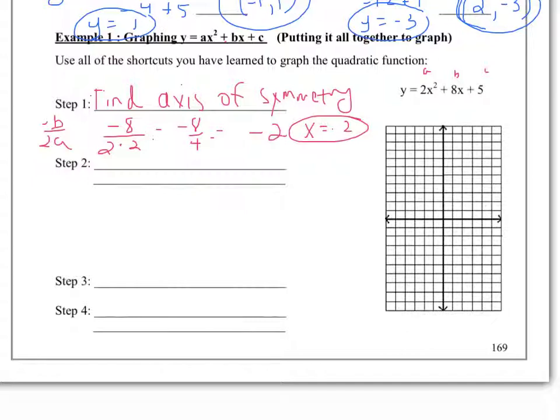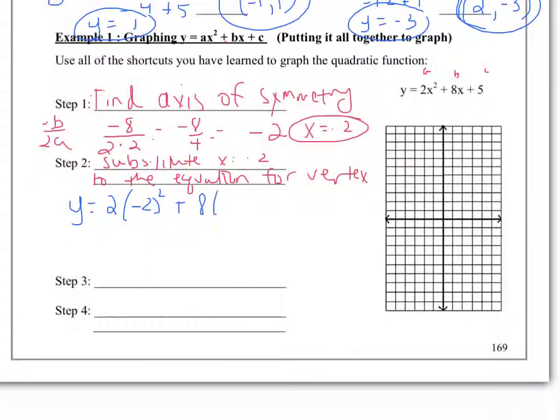The second step here is we want to substitute the x that we just found, x equals negative 2, into the equation to find the vertex. So, plugging it back in, y is equal to 2 times, I'm going to plug in x is negative 2, squared, plus 8 times negative 2 plus 5.